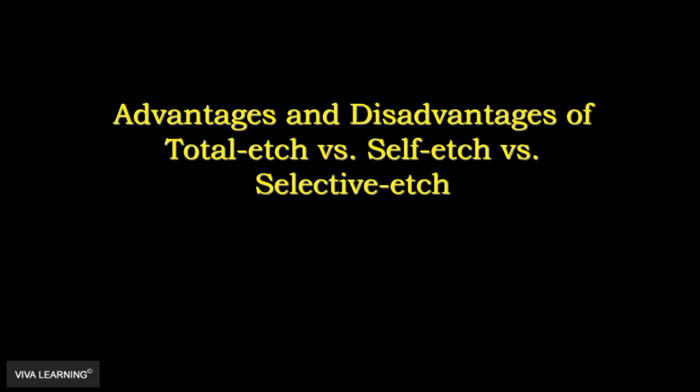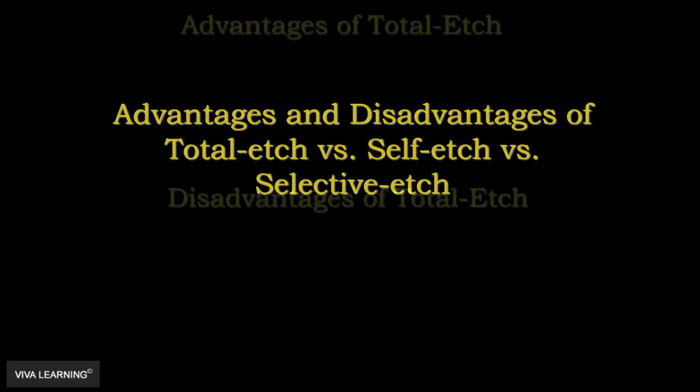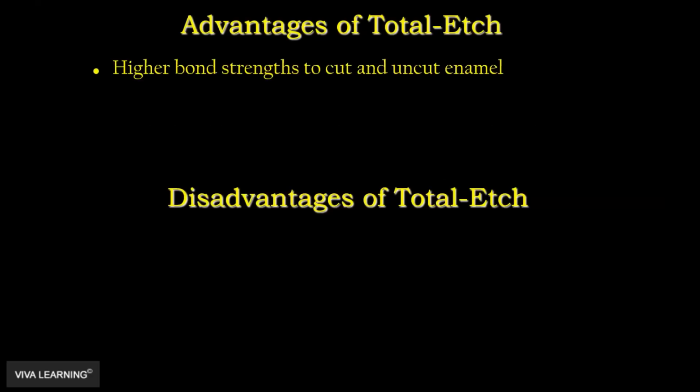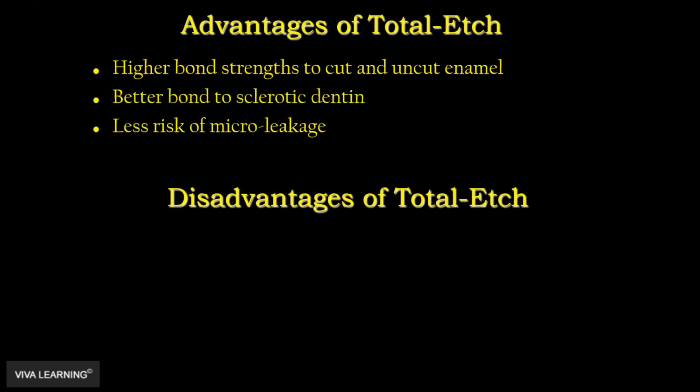Let's talk about the advantages and disadvantages, because it helps us understand these different techniques. The advantage of total etch is, as I said, higher bond strengths to enamel. This has been demonstrated through a lot of studies: we get higher bond strengths to both cut and uncut enamel with acid etching. We'll get better bond to sclerotic dentin, and less risk of microleakage, especially at cervical margins or cavo-surface margins.